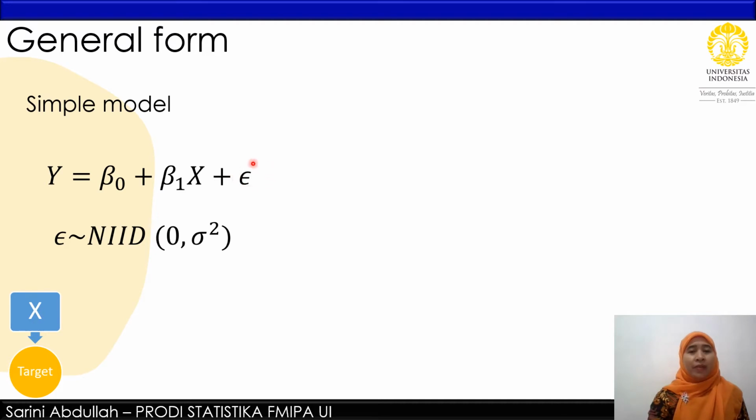And here we have the epsilon representing the error term. That is something that explains the deviation between the true value of y and the predicted value of y using this model. And with the error, we have the assumption that the error is independent and identically normally distributed with a mean of 0 and constant variance of sigma squared.